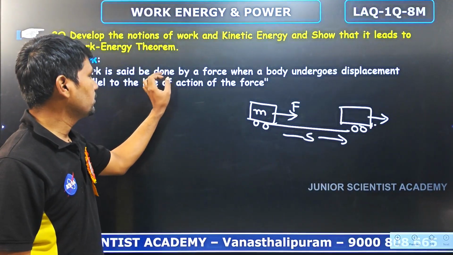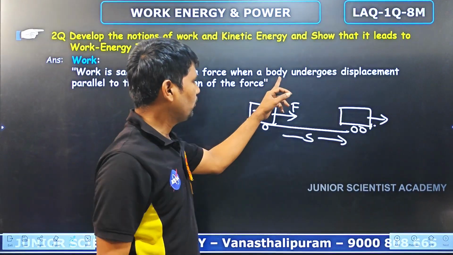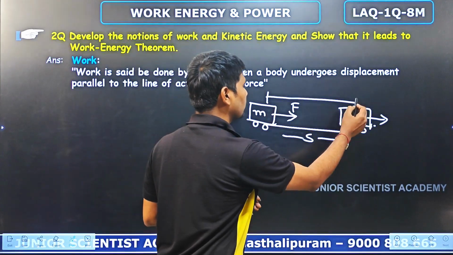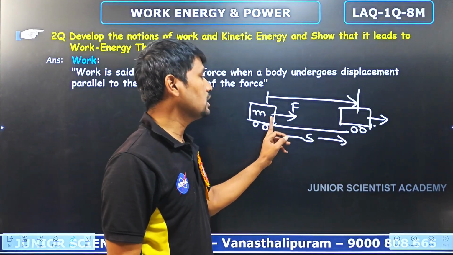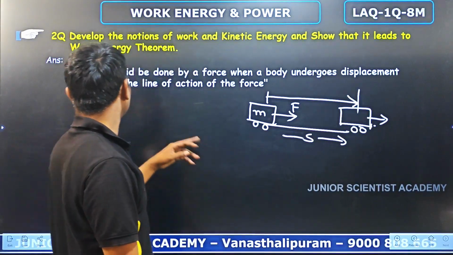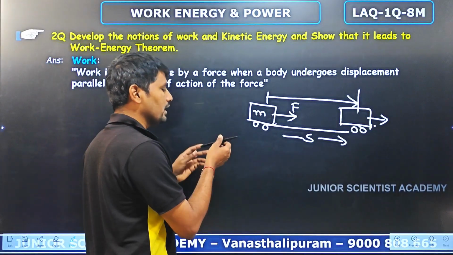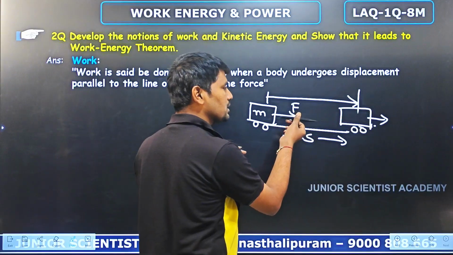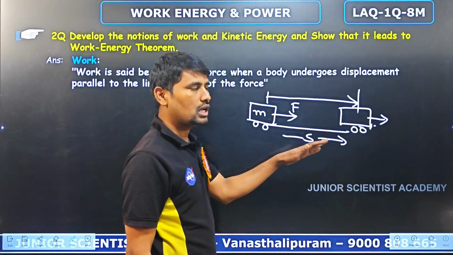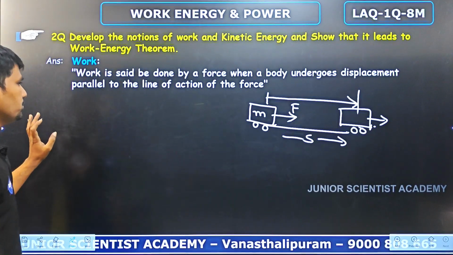Work is said to be done by a force when a body undergoes displacement, meaning the body moves from one place to another, parallel to the line of action of the force. What is the line of action? This is the line of action, the direction of the force. So displacement is also along, parallel to, the line of action. So this is the statement.